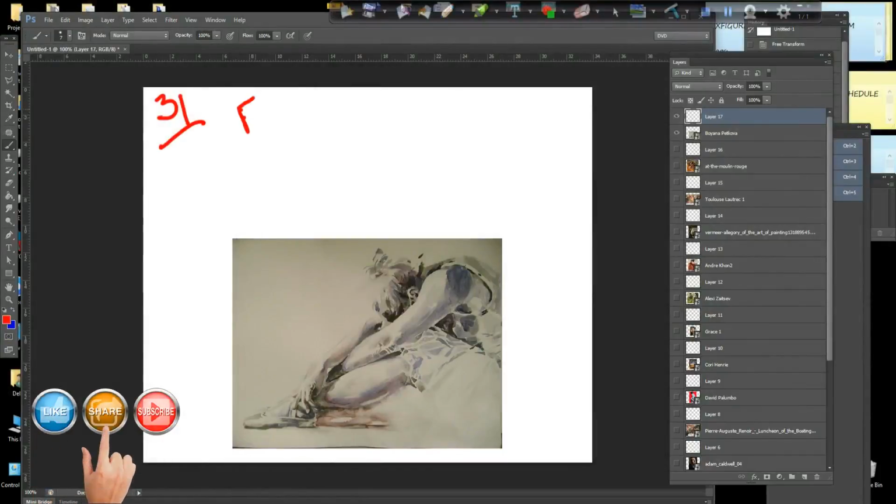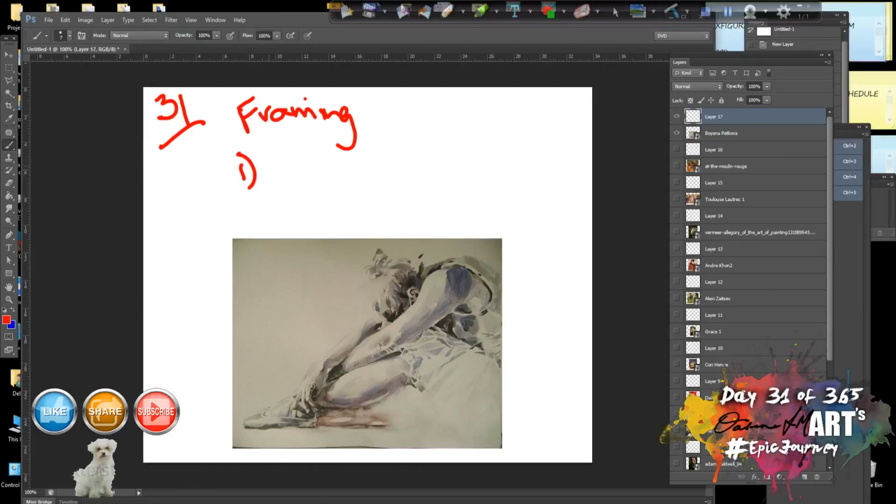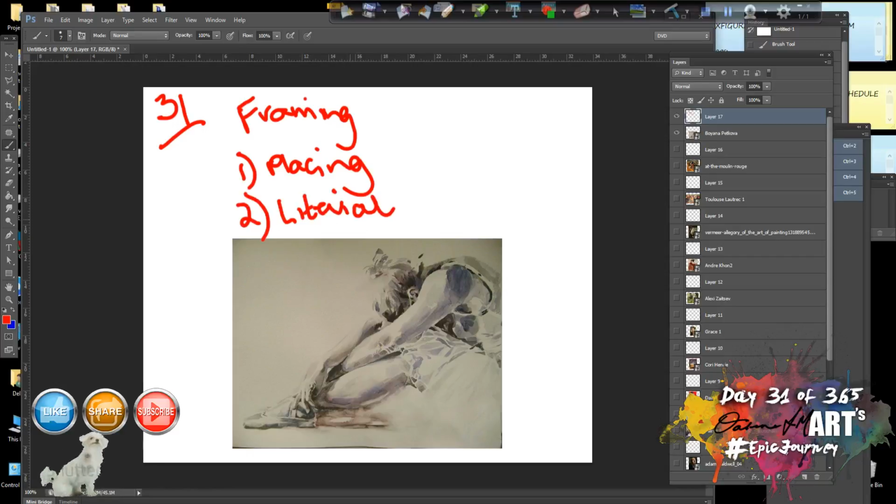So framing is twofold. We've got, first of all, the art of placing your composition within the frame of your painting. And secondly, we've got literal placing of elements in your painting that are going to literally frame your subject or your central focal point.